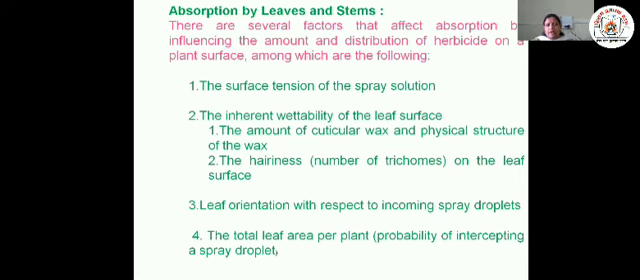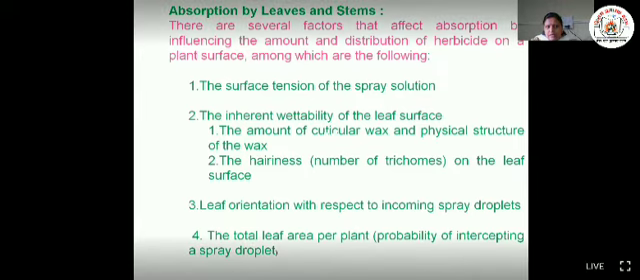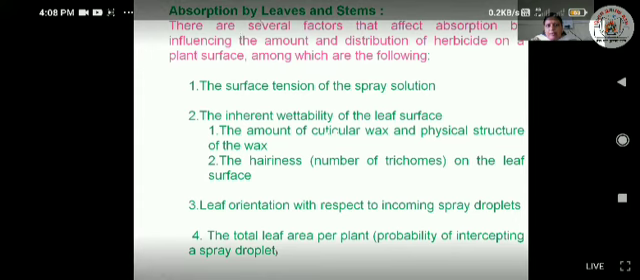There are many factors which affect absorption by influencing the amount and the distribution of herbicides on the plant surface. What are those factors? The surface tension of the spray solution, then the inherent wettability of the leaf surface, what is the condition of the cuticular wax or physical structure of the wax, then the leaf hair or surface hairiness condition, then the leaf orientation, then total leaf area per plant. All these factors affect the absorption of herbicides by the leaves.